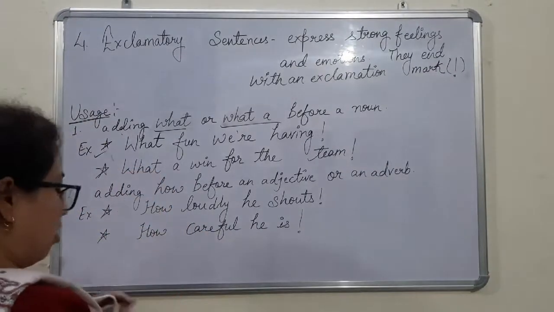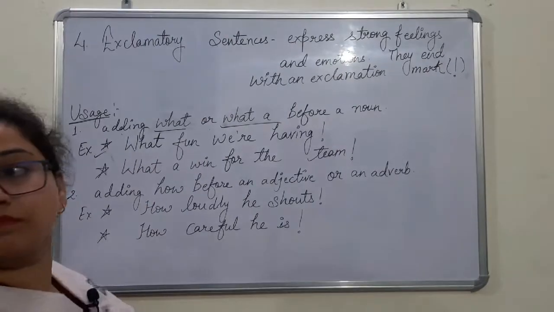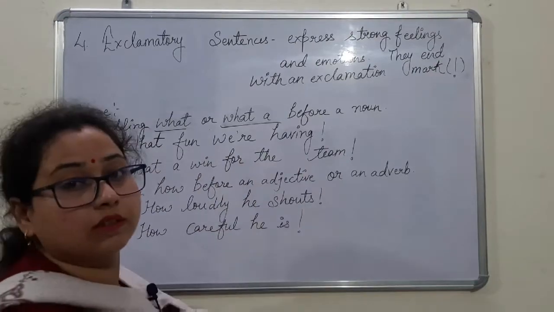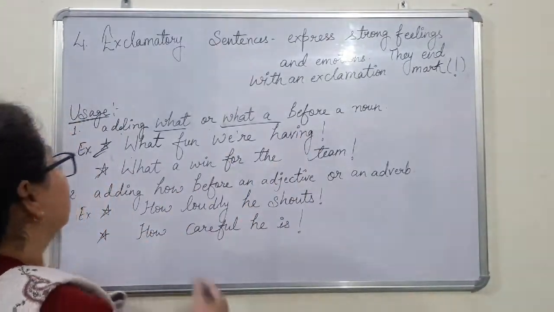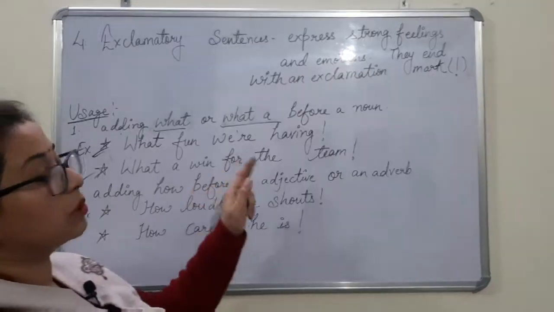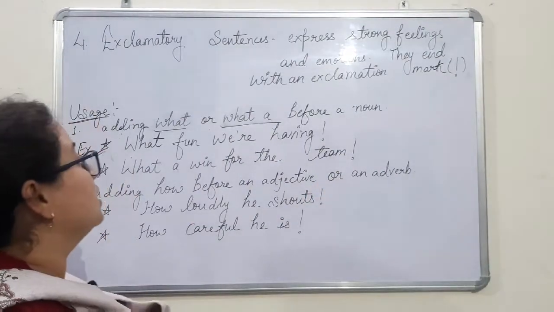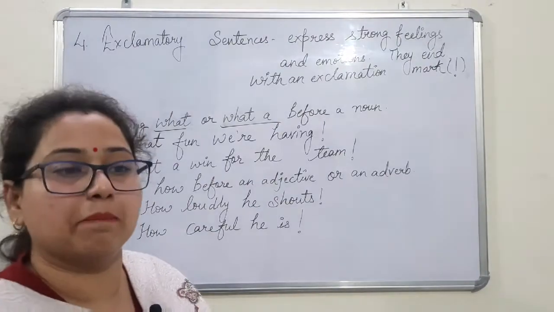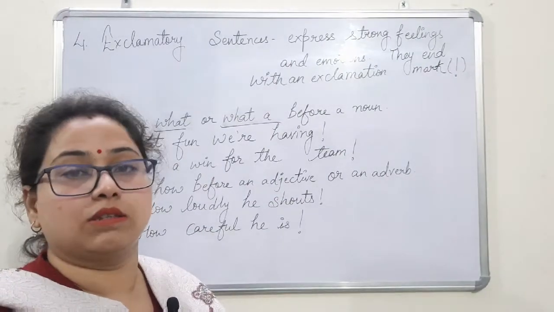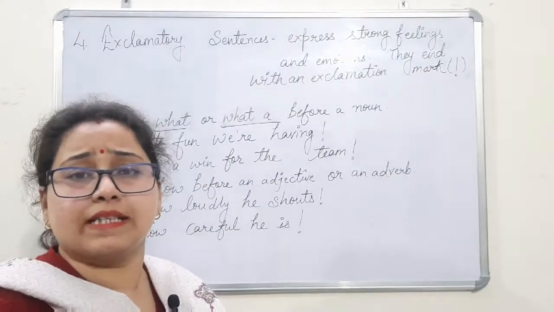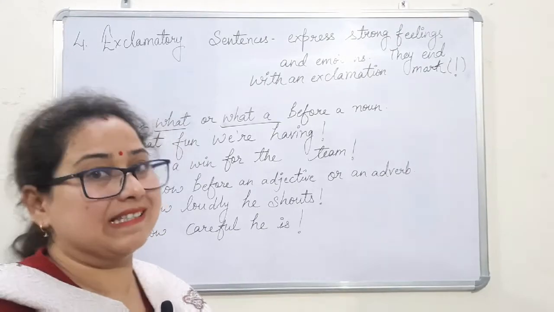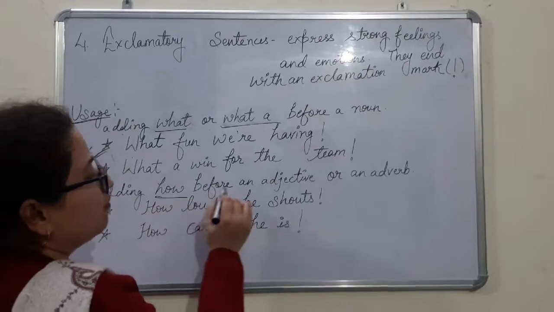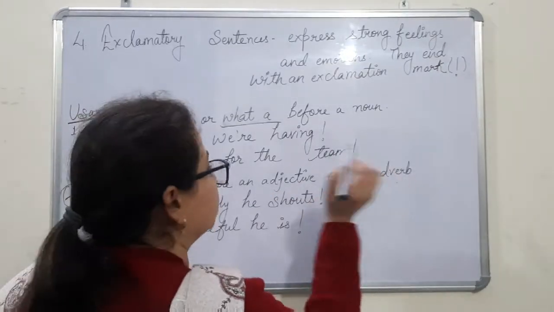The example would be, what fun we are having, exclamation mark. Next is, what a win for the team, exclamation mark. So when we talk about strong feeling and emotion like happiness, sadness, or something we can't express, we use exclamation sentences. Number 2 is adding how before an adjective or an adverb.